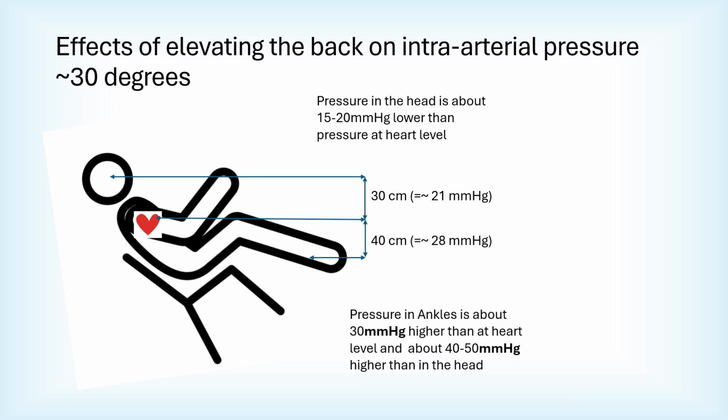This is another example of pressure difference. When the head is elevated at about 30 degrees, the pressure in the head is about 15 to 20 millimeters of mercury lower than at the level of the heart, and the head to the ankles is about a 40 to 50 millimeter of mercury pressure difference.